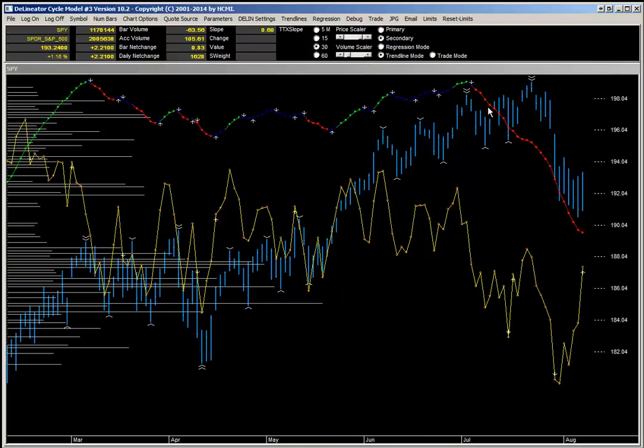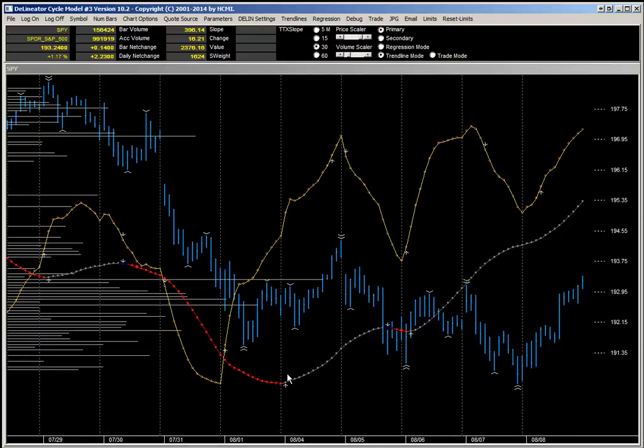We can see here that the secondary has been red. It's been in a down cycle for 26 days. And our primary, whenever it turns up, it's turned gray, which tells us that the direction is not confirmed by the direction of the secondary. Hence, this is a counter trend cycle.